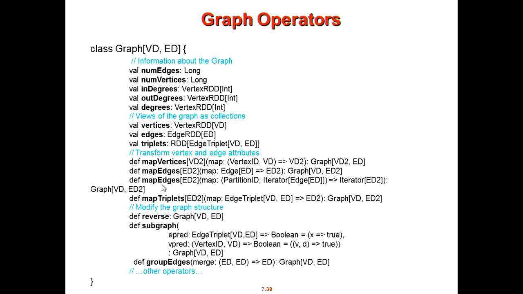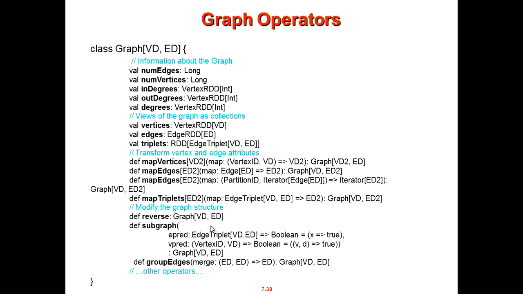And these are the transformations. This is mapTriplets, to change the attributes of the triplets. It's called a triplet because it involves three components: one source node, one target node, and one edge. That's called a triplet. These operations will not change the graph structure. They are used to change the attributes.